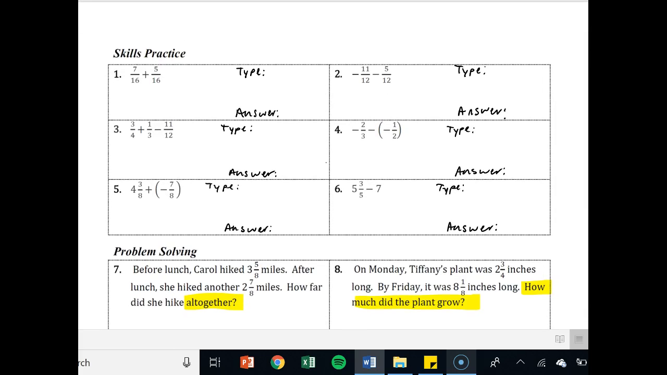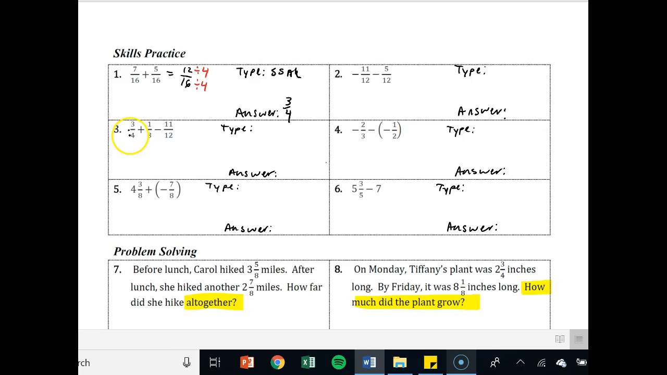All right, for the skill practice, we just go on to the back and it's fractions. So here, for instance, it's SSAK, same signs, add, keep. And then it says 7 plus 5. We have common denominators already, so that's 12/16 is our answer. You could go ahead and simplify that by dividing by 4, and you would get 3/4 as your answer.